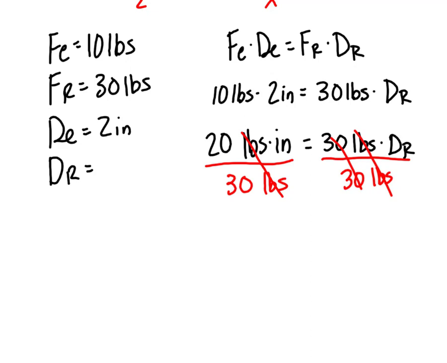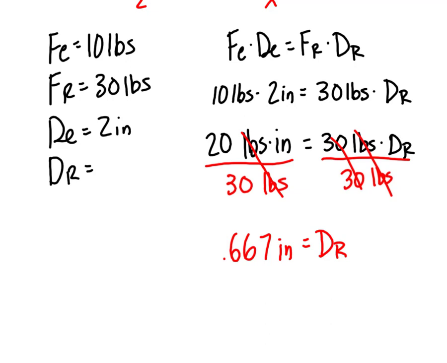So 20 divided by 30? Well, 2/3 inches. 2/3, which is what decimal? 0.66, repeating, yeah. Essentially inches DR. So if you were going to try and create that actual example, you would need a 10 pound force, a 30 pound force, it'd be 2 inches from the fulcrum, and then 0.667 inches from the fulcrum on the other side. Okay?